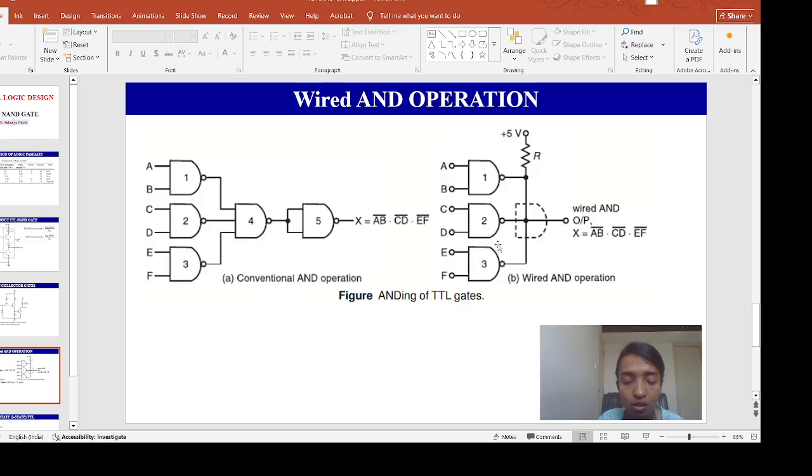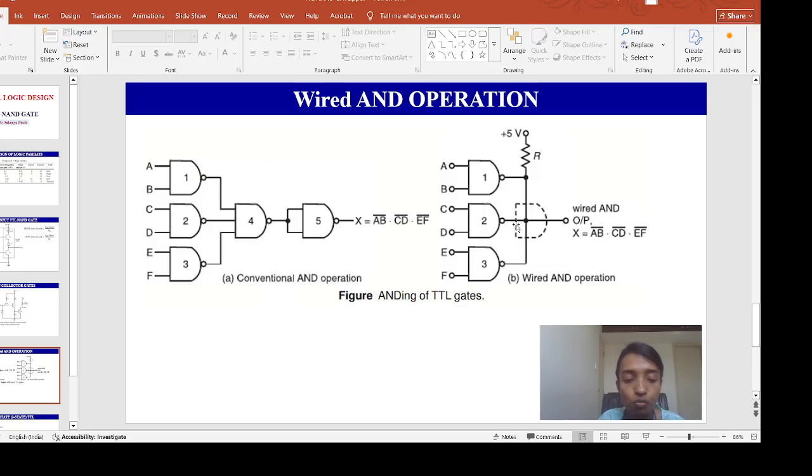And this is called wired AND: the NAND gate outputs 1, 2 and 3 are wired ANDed. Okay, because here you are getting the AND operation by simply connecting the output wires together. You just have connected all the outputs of these NAND gates together.